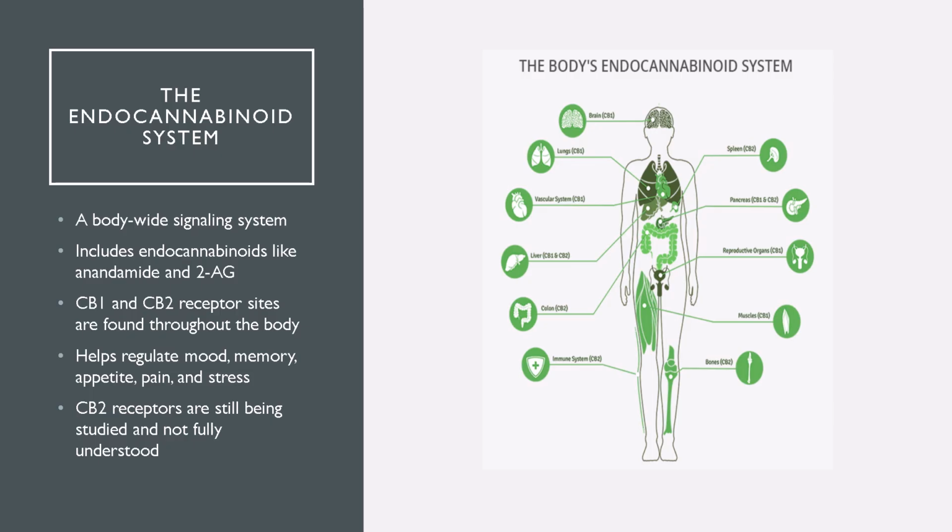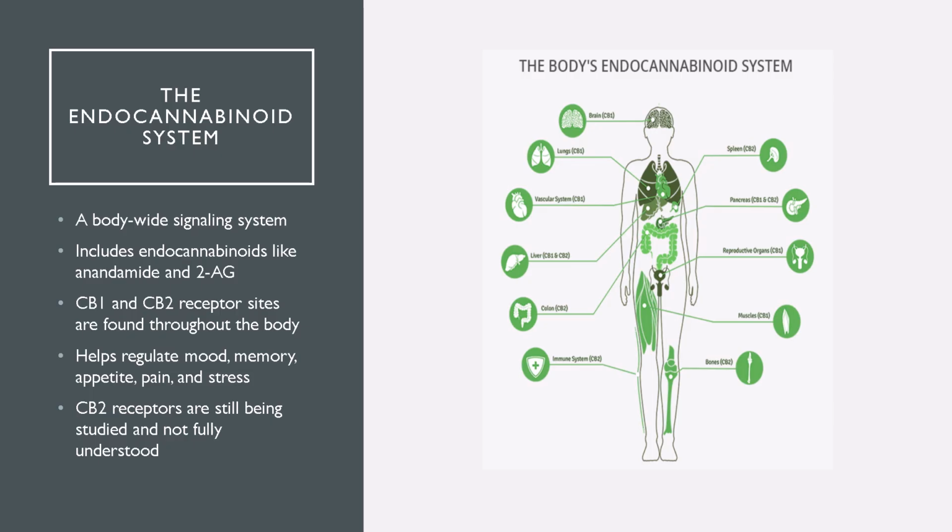Then we have the CB2 receptor sites, and these are also found throughout the body. And they're often discussed in relation to immune functioning, inflammation, and peripheral systems. But it's important to say clearly that we haven't done much research on CB1.